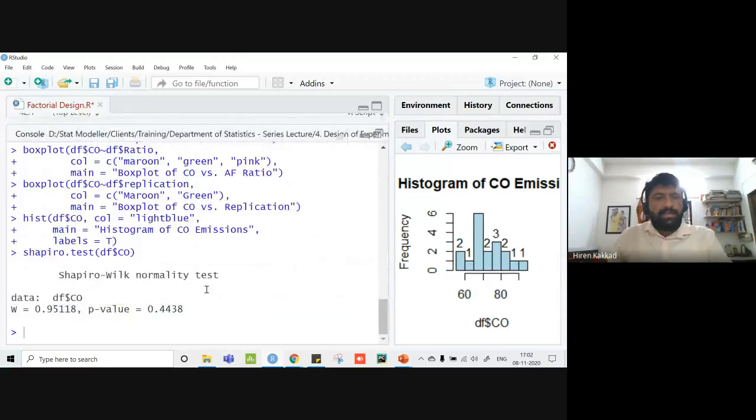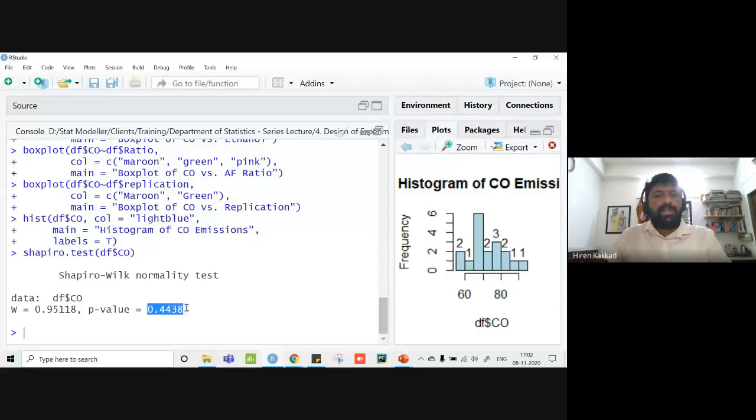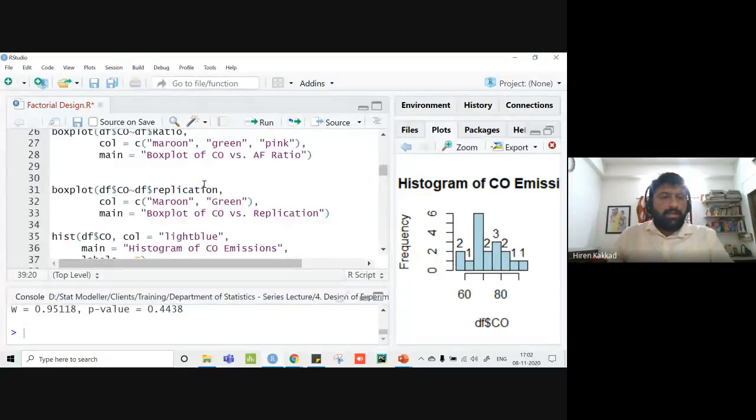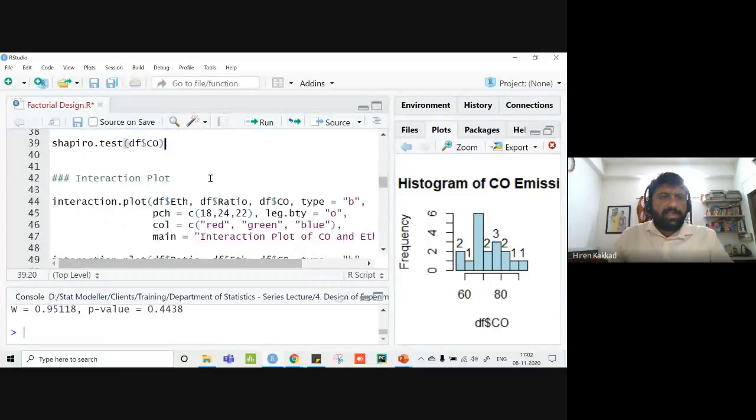And here we are getting the p-value as 0.4438. That means the data is normal. You can consider this as normal data, right? So that is what we do, just perform the data visualization on this example.